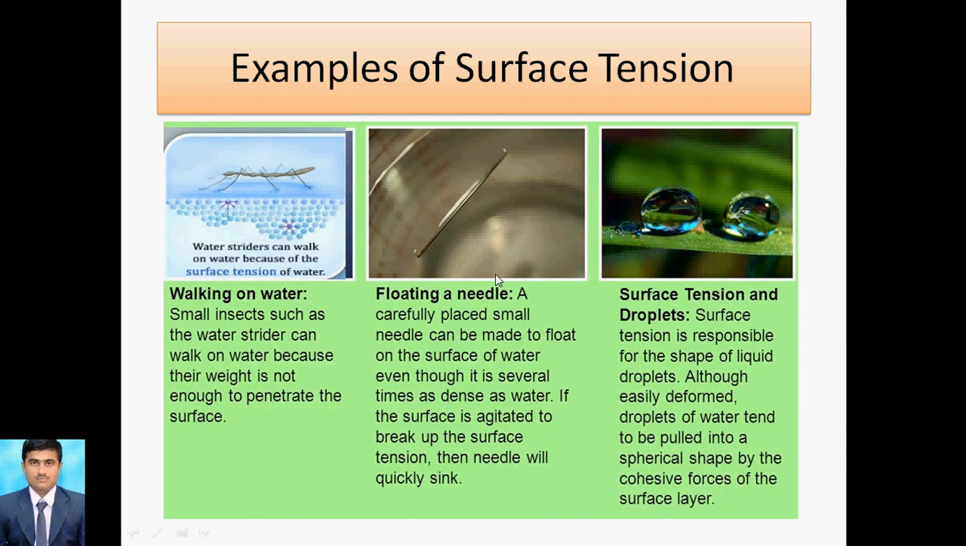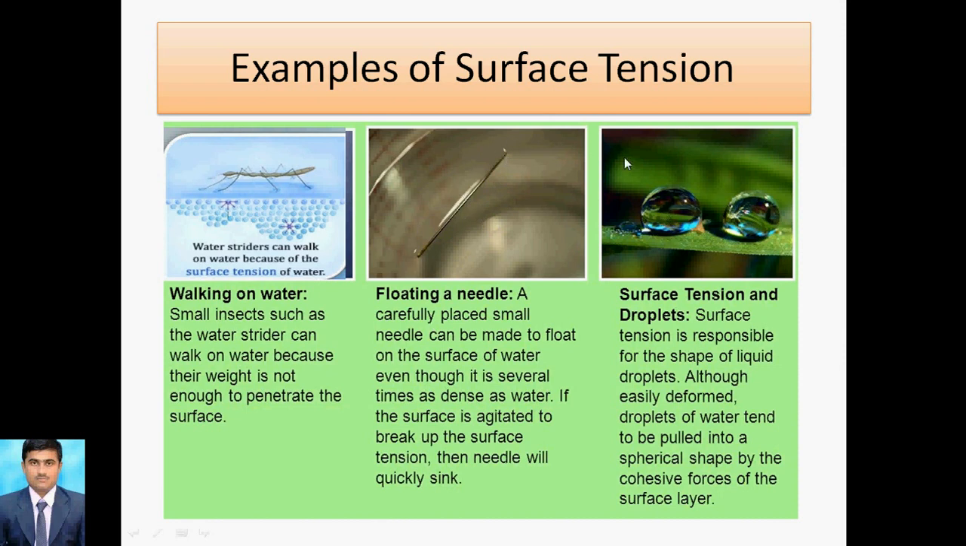The second example is a floating needle. Here we can observe surface tension. Sometimes the needle floats because it is less dense, as well as because of the surface tension phenomenon. If the surface tension breaks for some reason, then the needle sinks. This is the effect of surface tension.